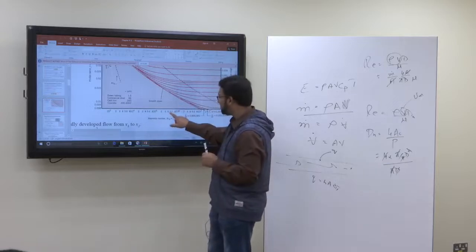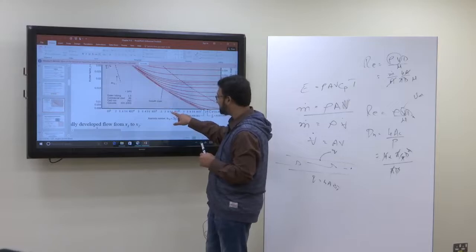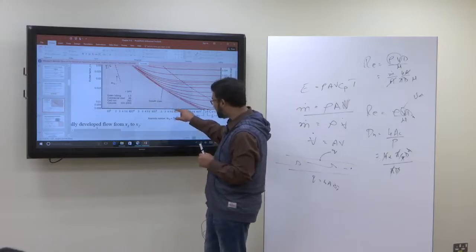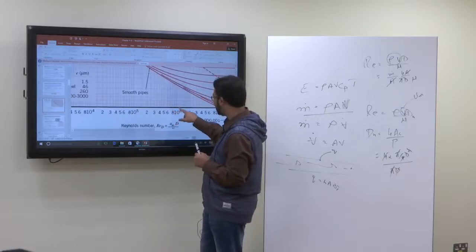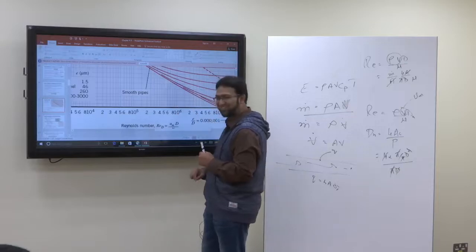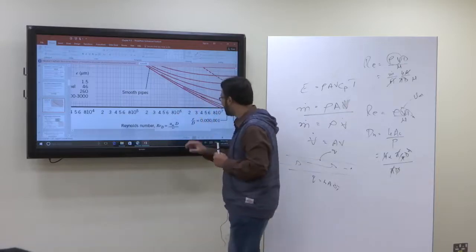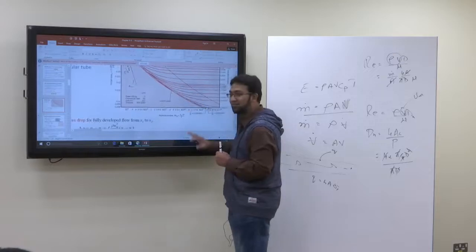Here it means 4 into 10 to the power 5, then 5 into 10 to the power 5, then 6. 7 is there in between, then 8. So 7 is there here, 8, 9 is there here. Okay, and 10 to the power 6, like this. But what's the Moody chart?